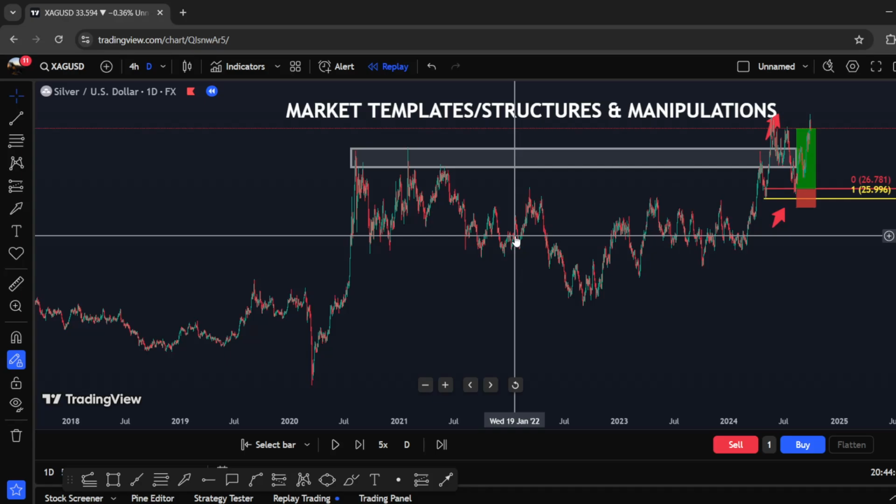So go through your charts, identify these templates, identify these equal highs and equal lows, and then mark them out, and then wait for these things to happen. The more you study this, the more you understand it, and the easier it is for you to read your charts. So I'll do more videos on this, and I hope this is useful.